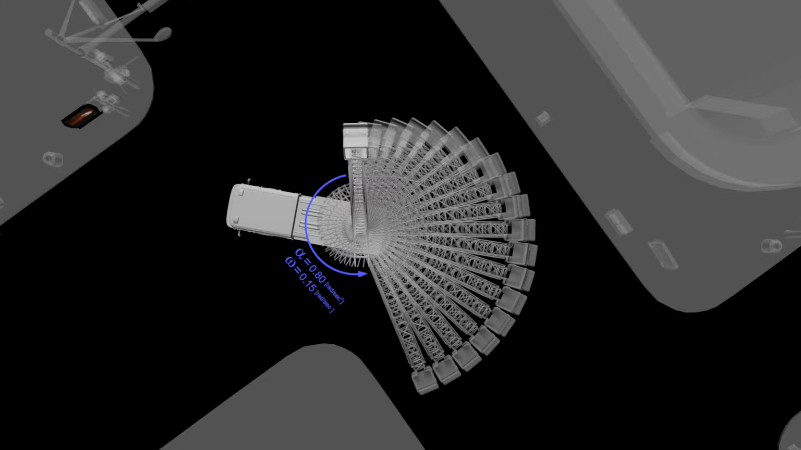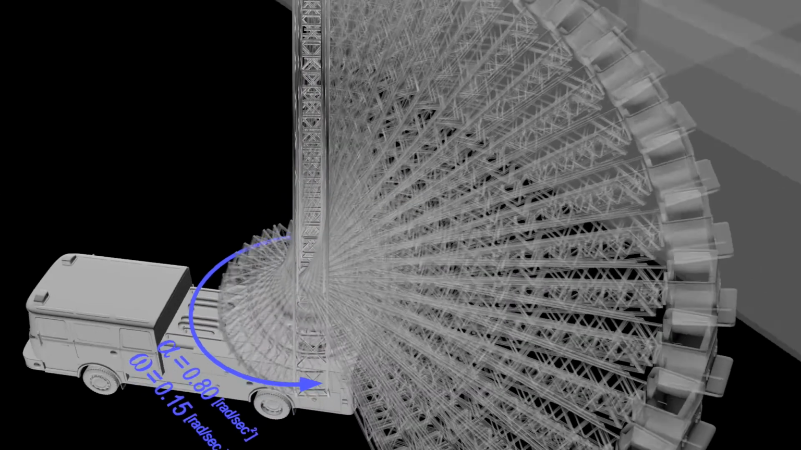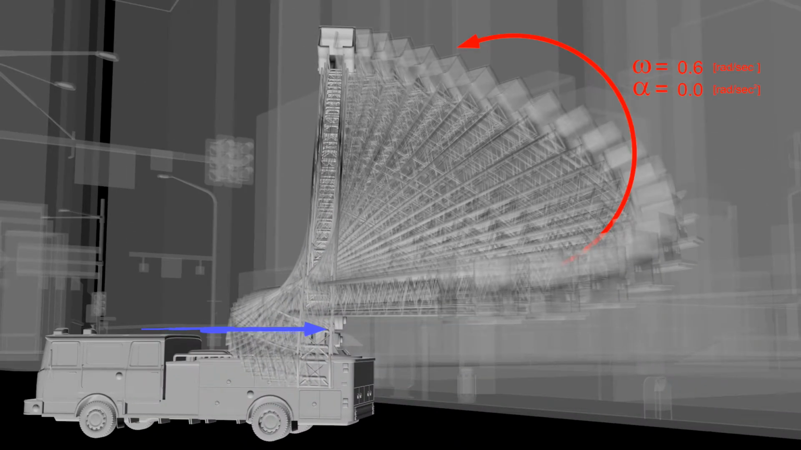By looking from the top view, we can see that the ladder rotates at a rate of 0.15 rad per second, and accelerating at 0.8 rad per second squared. And by viewing from the side view, we can see that the ladder rotates in the other direction at a constant rate of 0.6 rad per second. And constant here means that it does not accelerate during rotation in this direction.